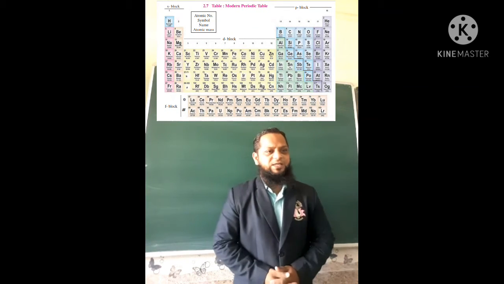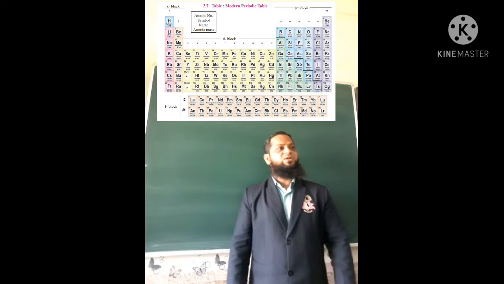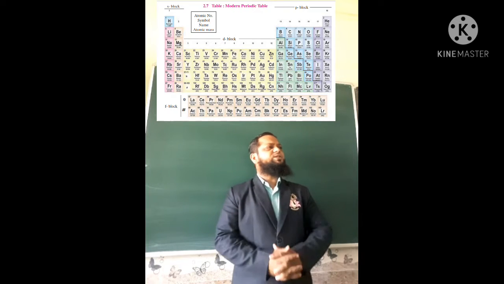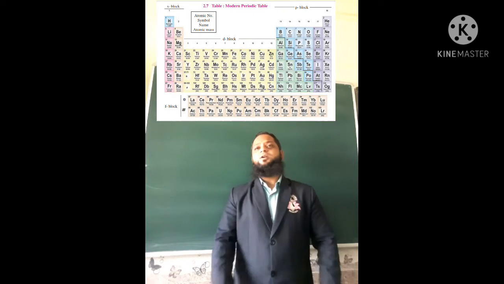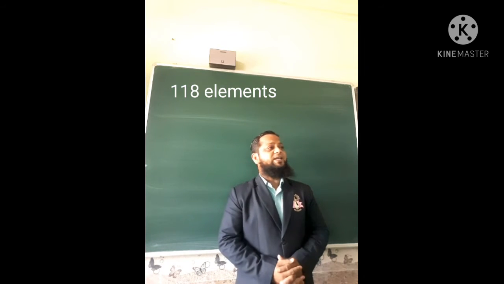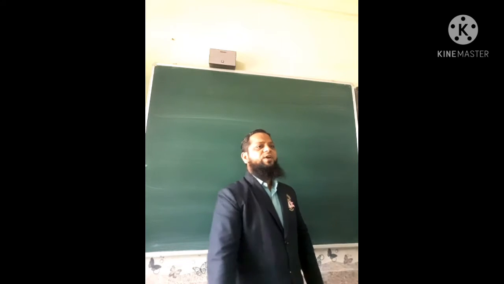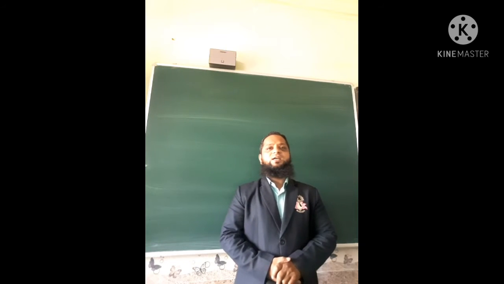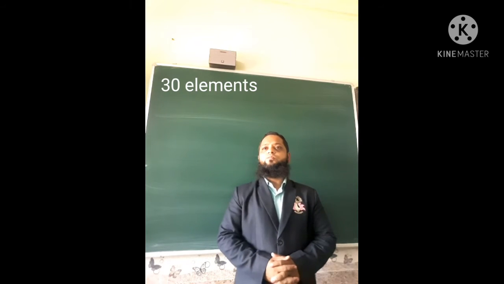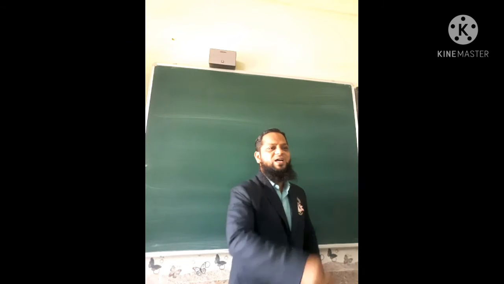We have already learned in the previous standards that all the atoms of an element are of only one type. Dear children, today's modern periodic table contains 118 known elements. In the year 1800, only 30 elements were known. More elements were discovered in the course of time.